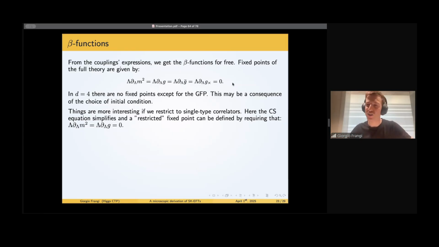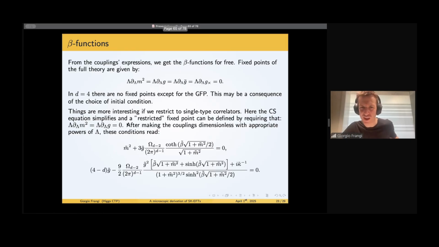This correlator, if you write down its Callan-Symanzik equation, will see a fixed point, and I'm going to say fixed point if I just require a weaker condition here. So if I set to zero some of the beta functions. So let's try to do this and see what comes out of it.